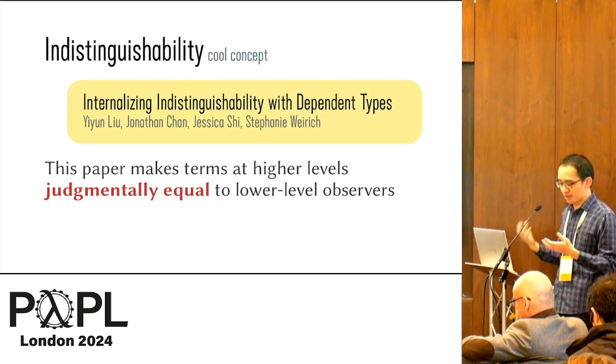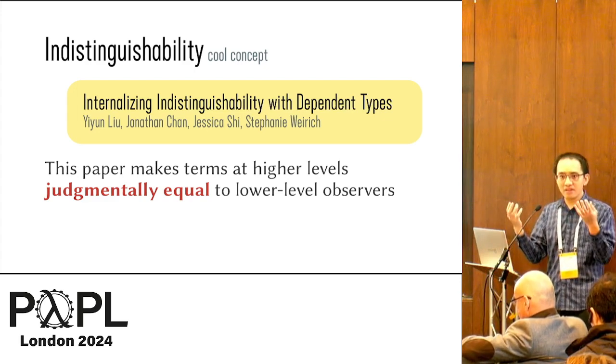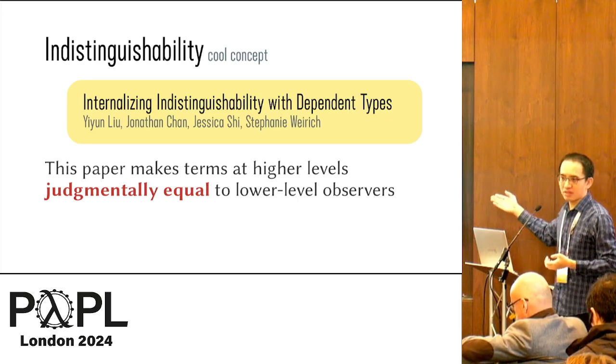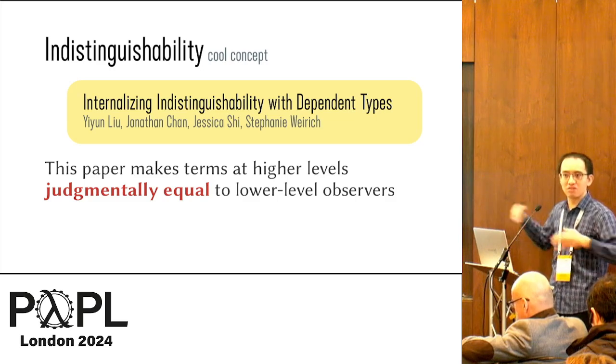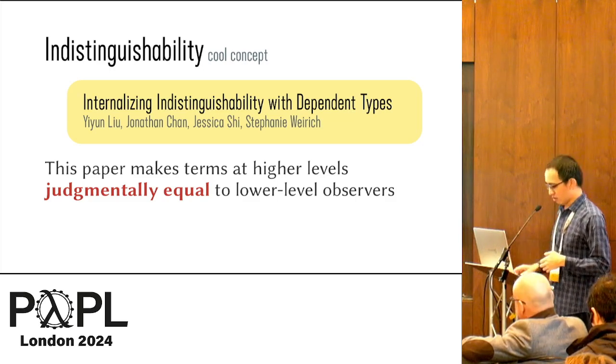Okay, so now you see that whether something is judgmentally equal to another actually depends on who is seeing it. So that is a complication of this theory, but they managed to sort out the details. And again, I will invite you to go to the talk.